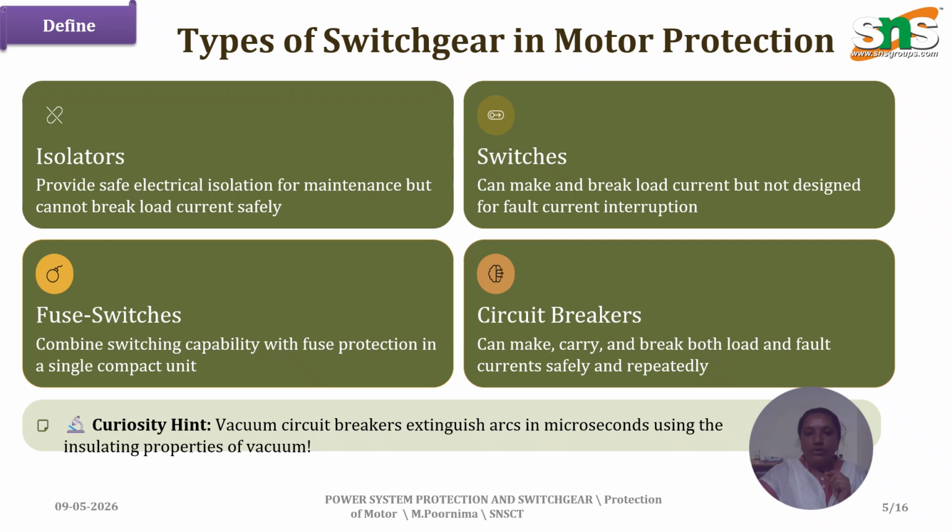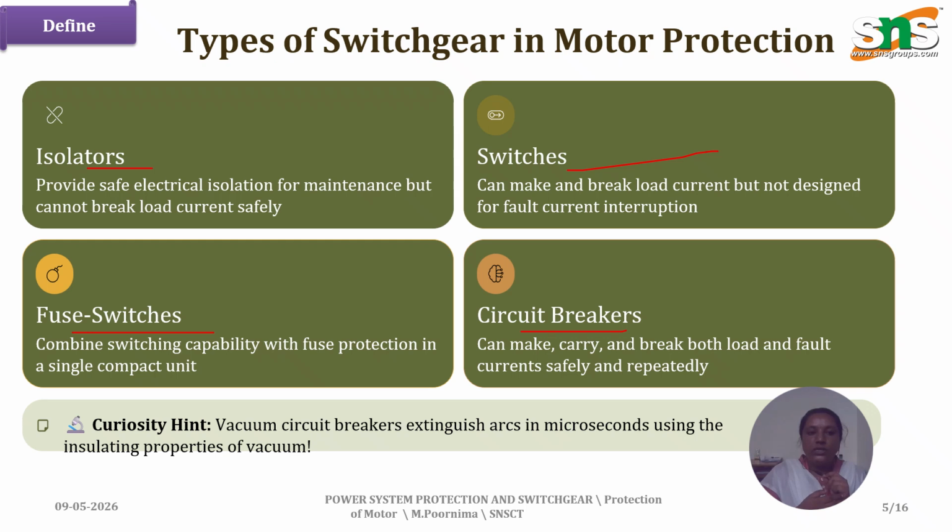Coming to the types of switchgear in motors, we have isolators, switches, fuse switches, and circuit breakers. The isolator provides safe electrical isolation for maintenance but can't break load current. So it just isolates, but it can't break the load current safely. Coming to the switches, which can make and break load current but are not designed for fault current interruption.